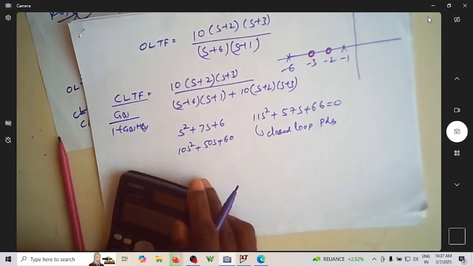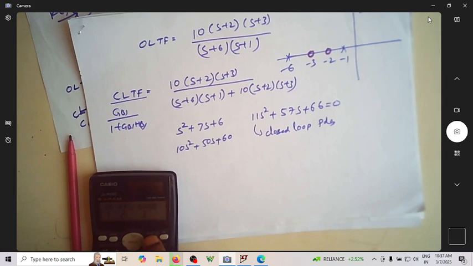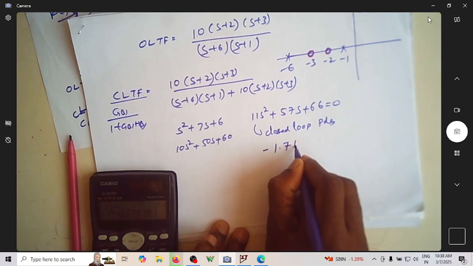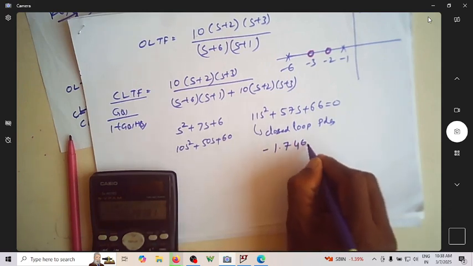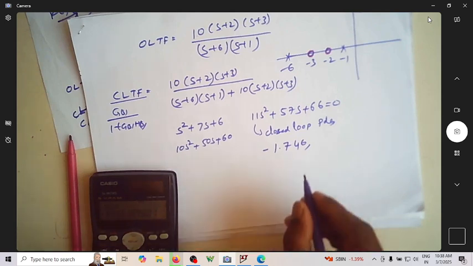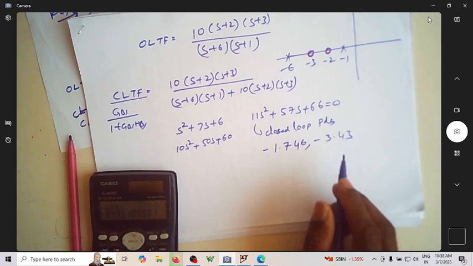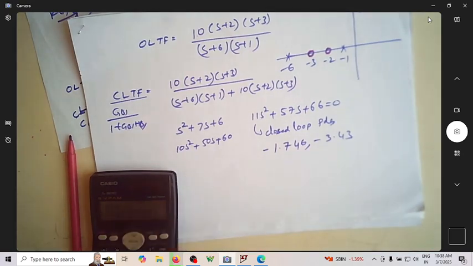So I can now do that. It is now of order 2, with coefficients 11, 57 and 66. So now it's at minus 1.746, that is one pole. How about the other pole? The other pole is at minus 3.43. I hope it's a real value.